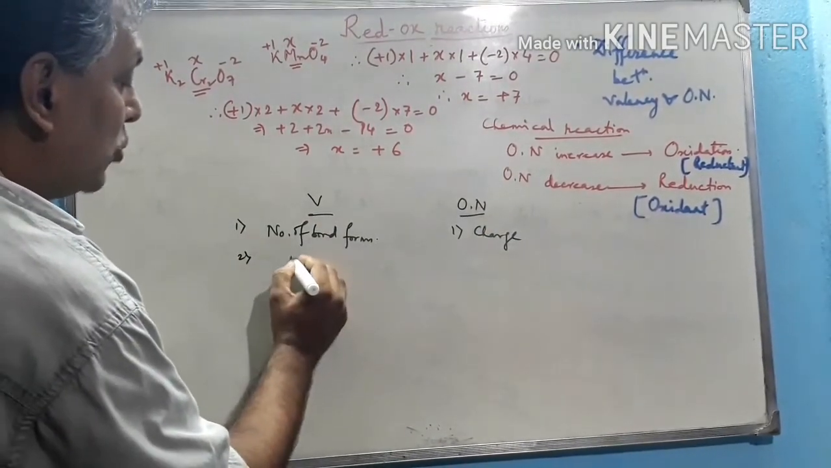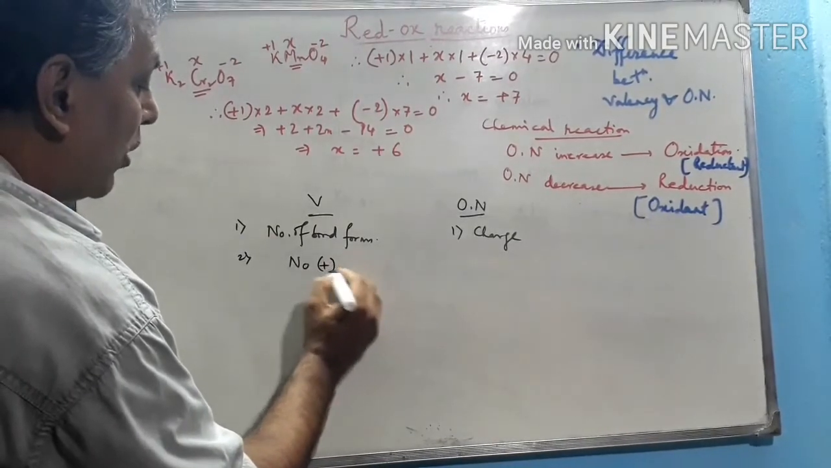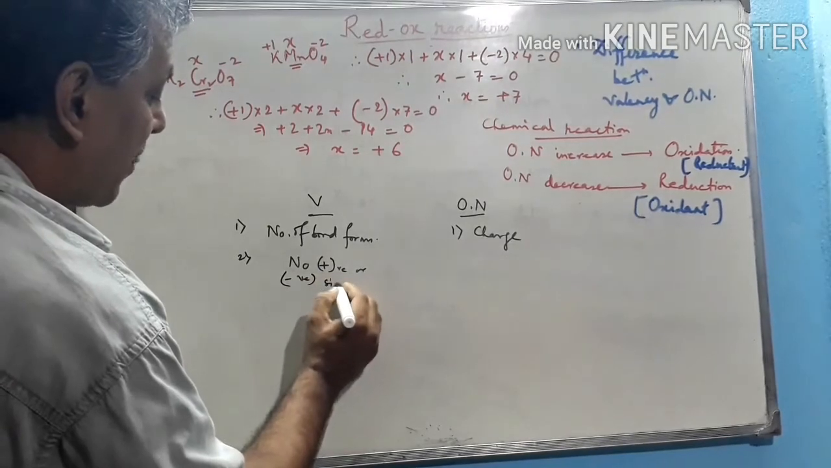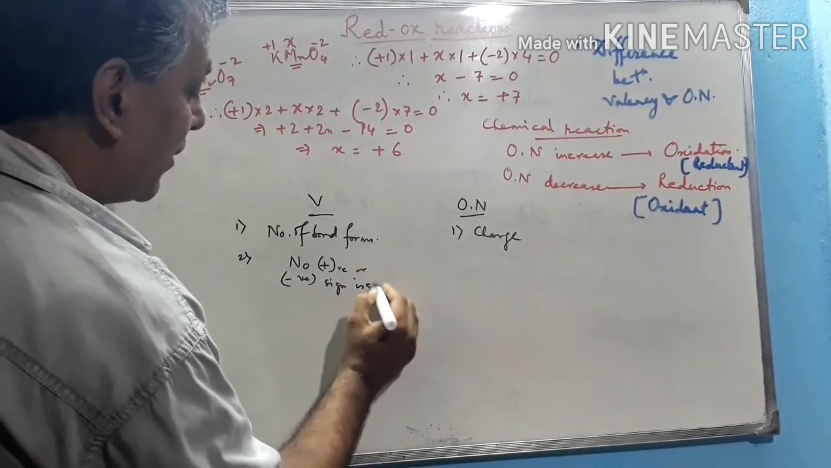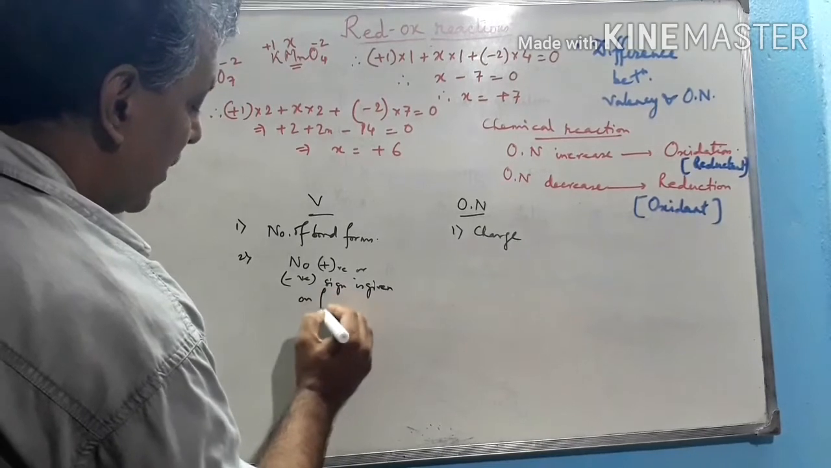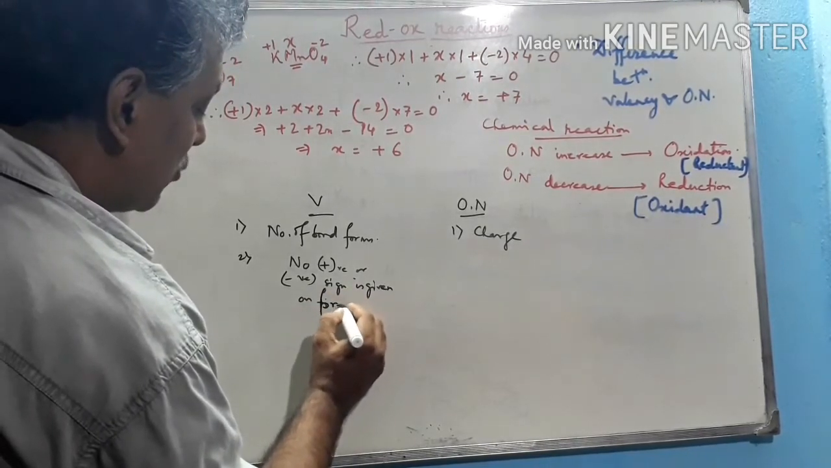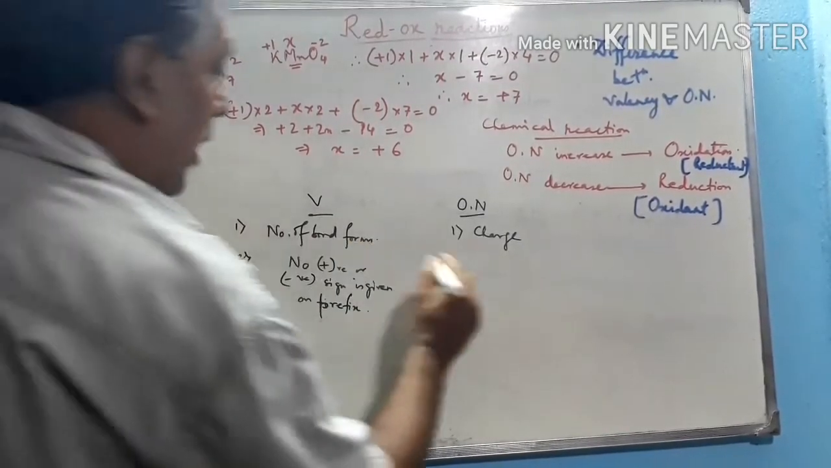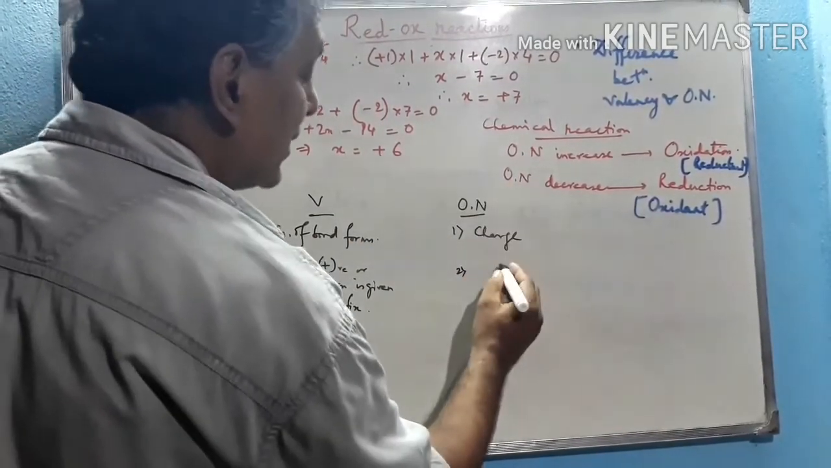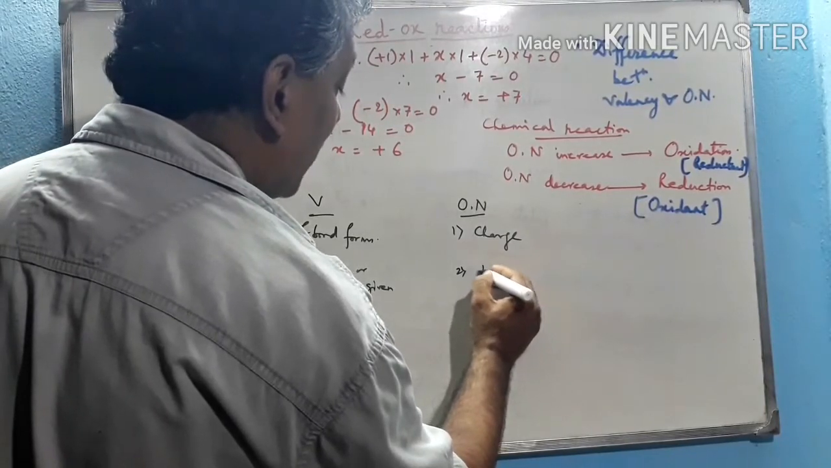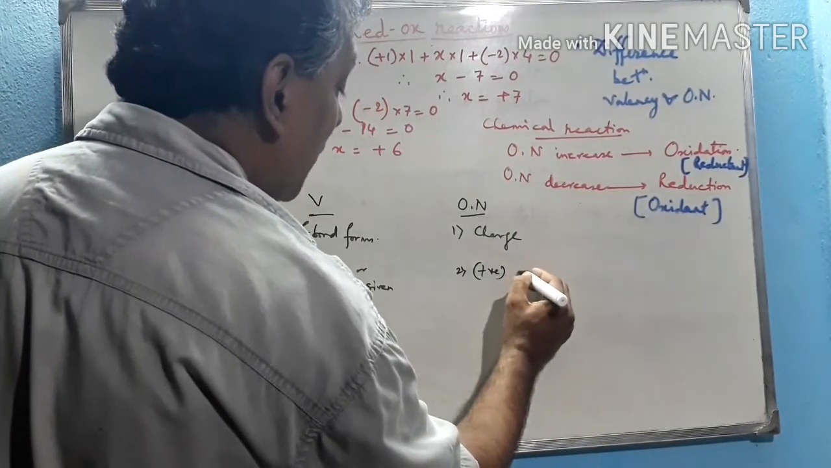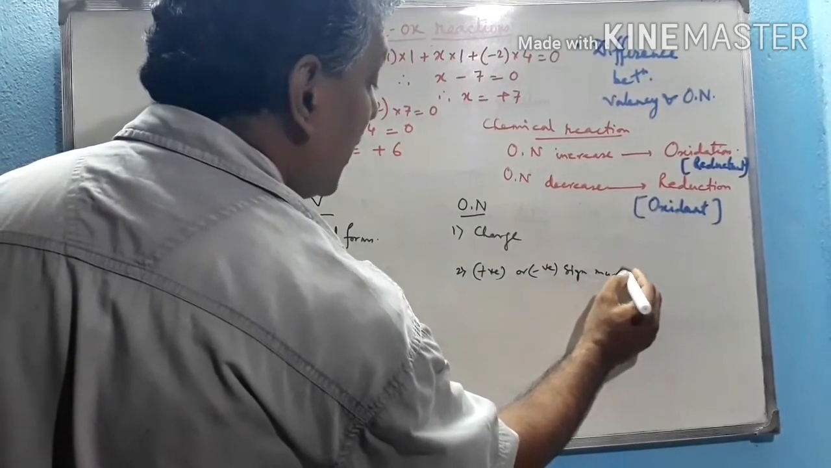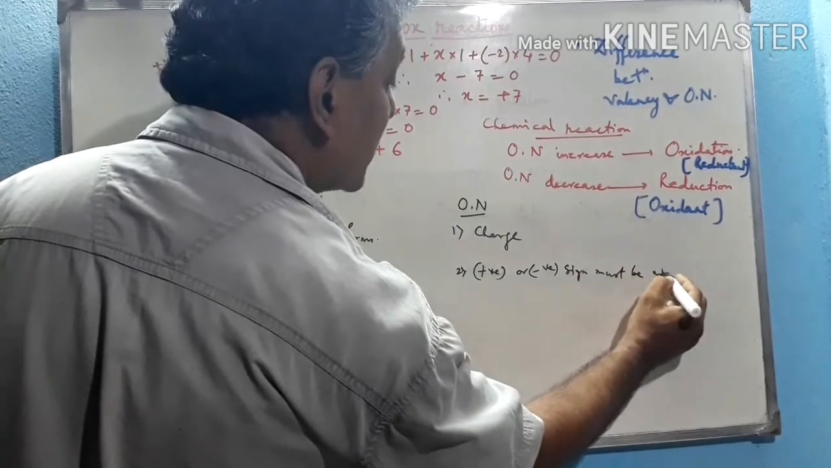Number two: no positive or negative sign is given as prefix to valency. It is a pure number. But here, to assign the oxidation number of an element, we have to use the positive or negative sign as a prefix. Positive or negative sign must be given as a prefix here.